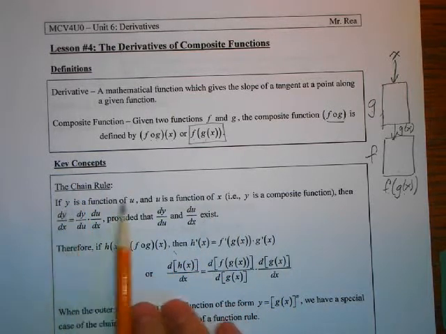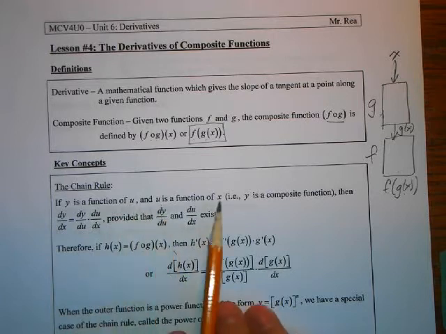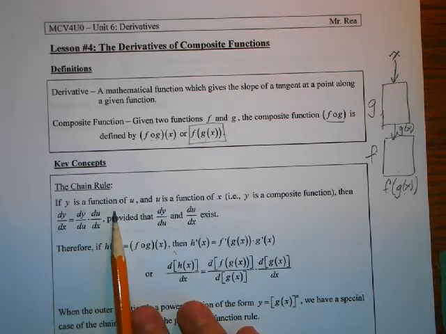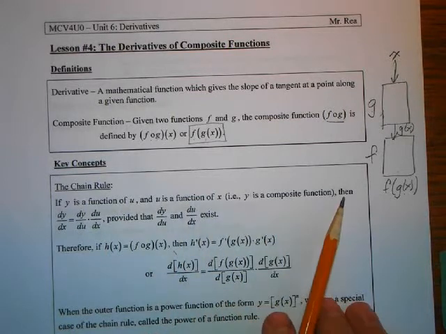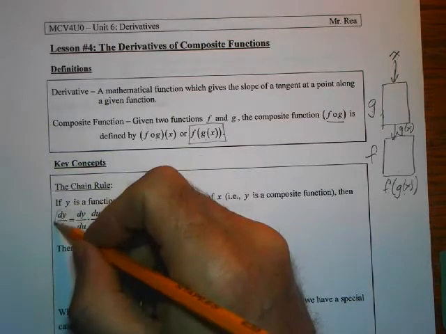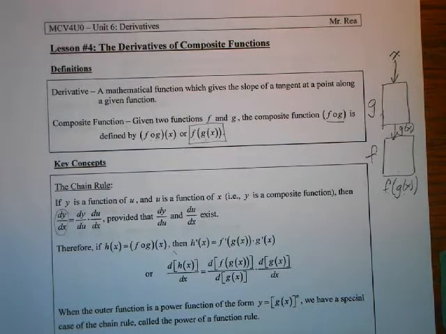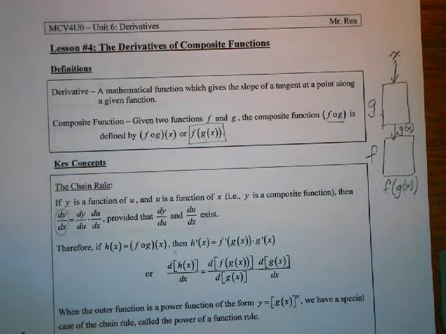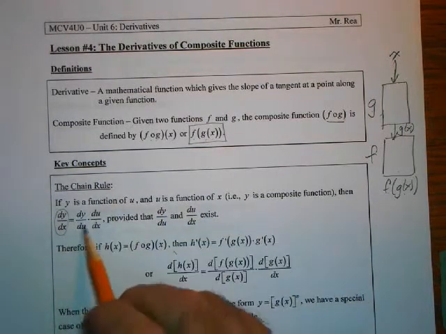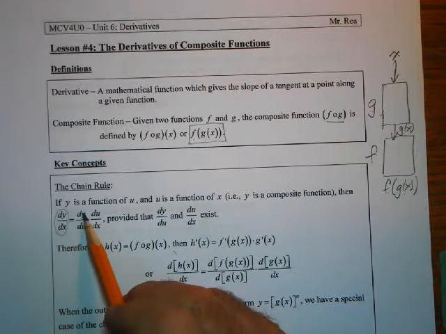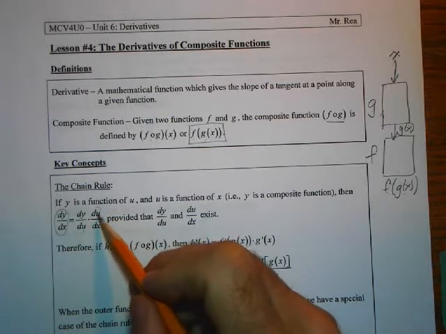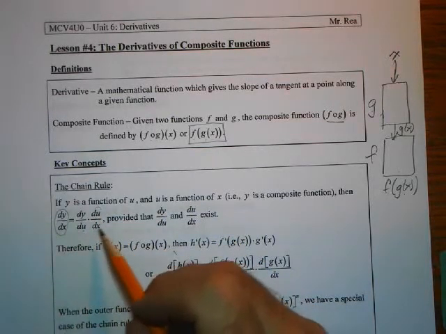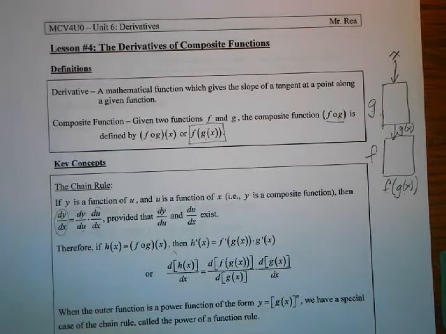So in this case, if y is a function of u and u is a function of x, so you've got your function of a function, composite function, then now we've seen this already. We used that for dy by dx. So if you have two different functions, you do two separate derivatives. The first derivative here is the derivative of y with respect to u, that's what that means, times the derivative of u with respect to x. So it's this double derivative, and you multiply the results.